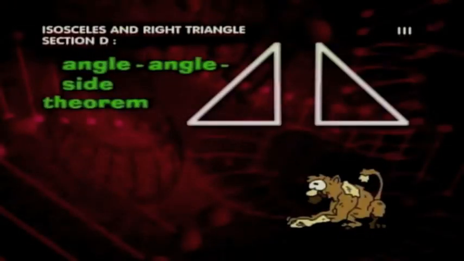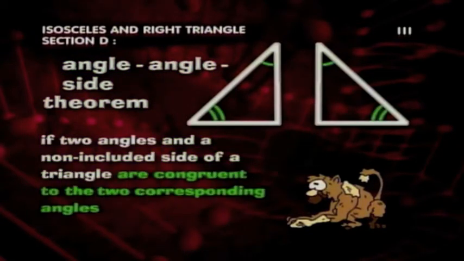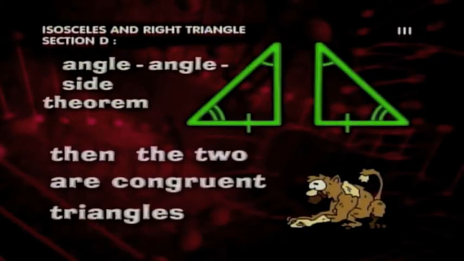The angle-angle-side theorem says that if two angles and a non-included side of a triangle are congruent to the two corresponding angles and non-included side of another triangle, then the two triangles are congruent. Angle-angle-side is a good theorem to remember, but you won't use it as often as the side-side-side, angle-side-angle, or side-angle-side postulates, so we won't take the time to prove it. Just keep it in your back pocket for later.